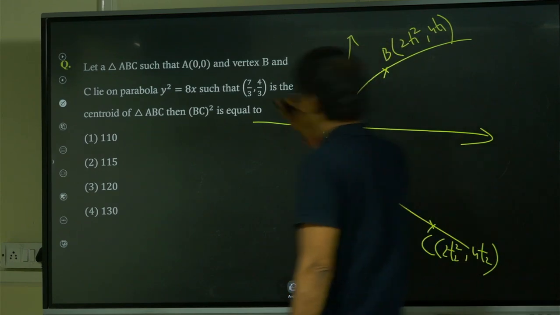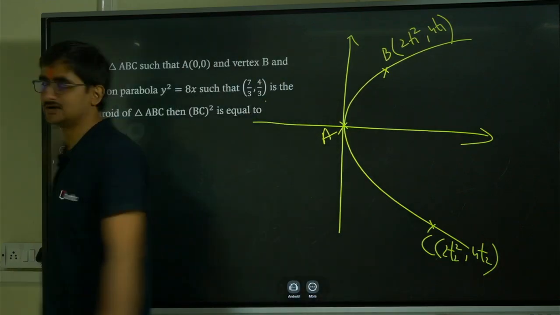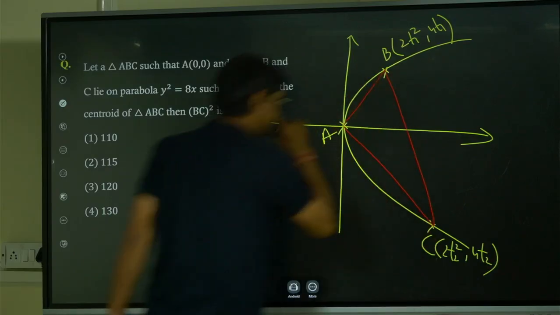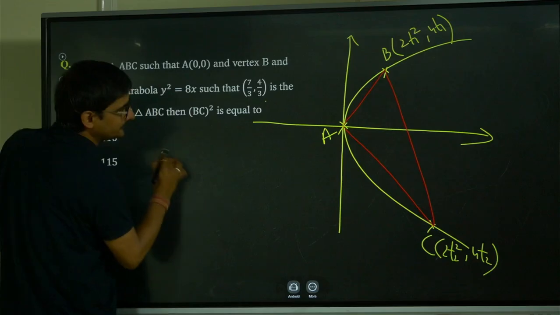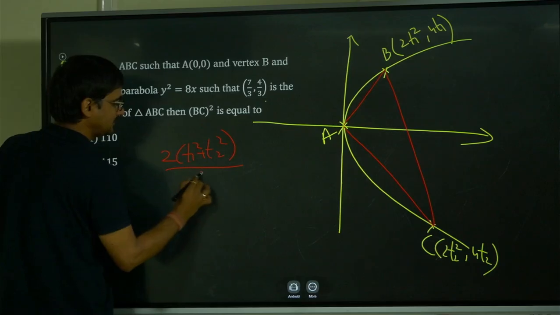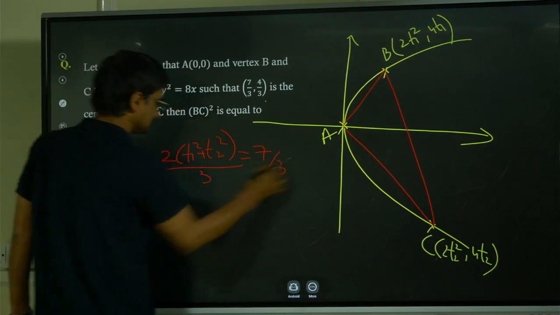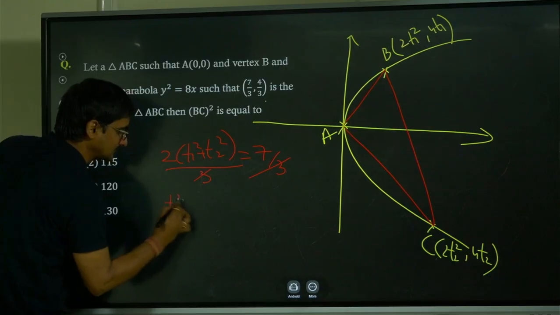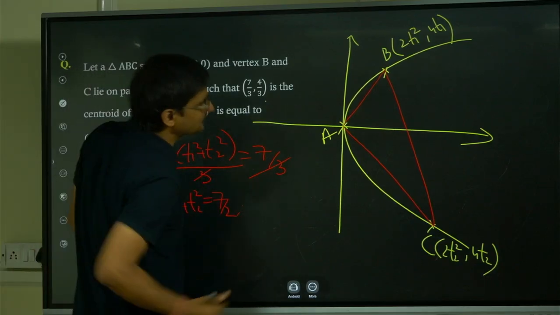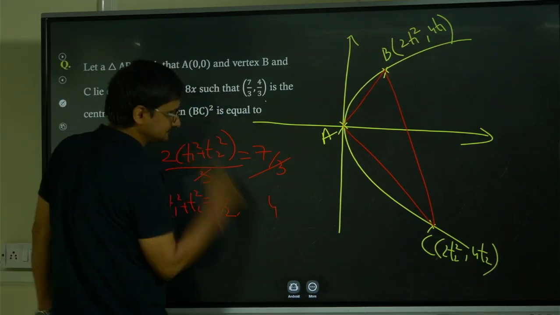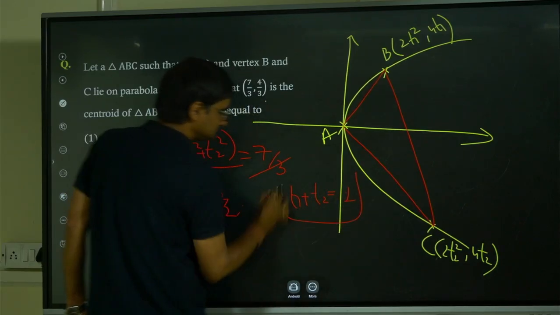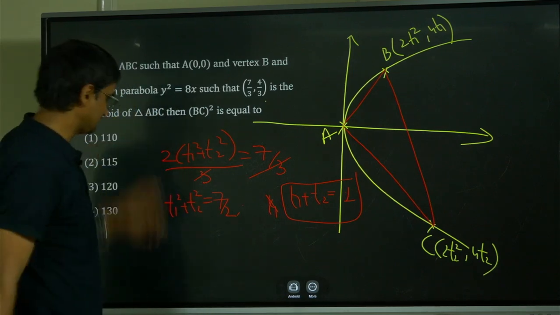The centroid is given. So the centroid is given, okay, that means we are given the relation. So what is it? The centroid is (2(t1 square plus t2 square) by 3, ...) is equal to 7 by 3. So we have t1 square plus t2 square is equal to 7 by 2, okay, and the y coordinate is 4(t1 plus t2), so t1 plus t2 seems to be 1. So can't we solve it to get, let's see.